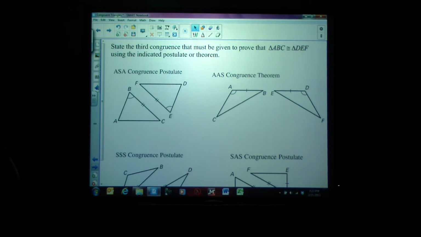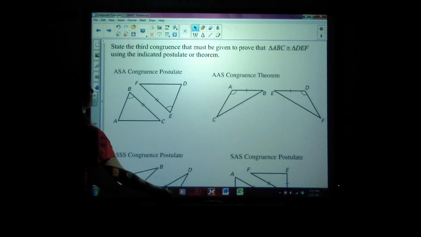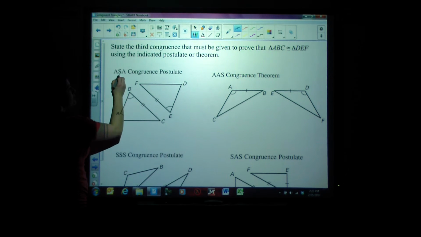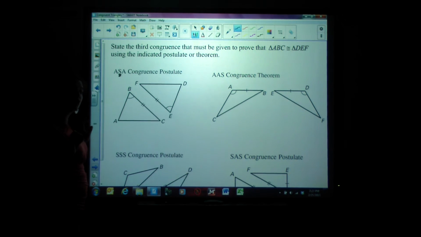And this is for you to state the third congruence that must be given to prove that the triangles are congruent. But here's the tricky part. You have to prove that they're congruent by the indicated postulate or theorem. So we have to use what they're telling us. So if we look at the first one, they want us to prove that they are congruent by angle, side, angle. So I need to make sure that that side is included.